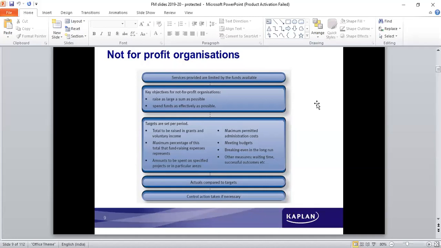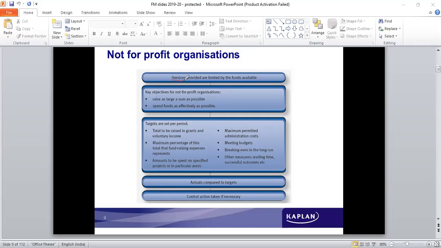But if it is a not-for-profit organization, profit is not their goal. So what are they looking at? Their objective is to render services. Services provided are limited by the funds available. So their objective is to see that they render services. What are the key objectives for not-for-profit organizations? The key objective is how they would generate the funds. They are established with an intention of rendering services.